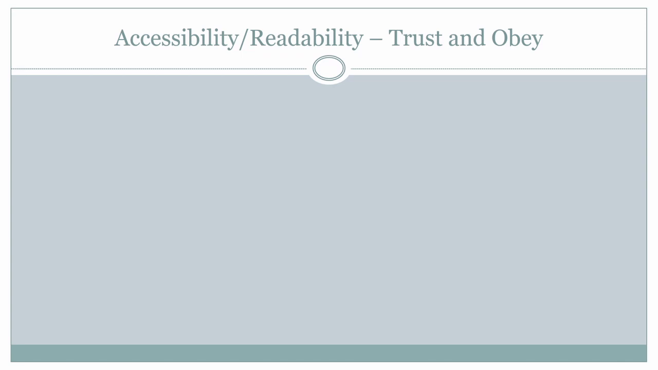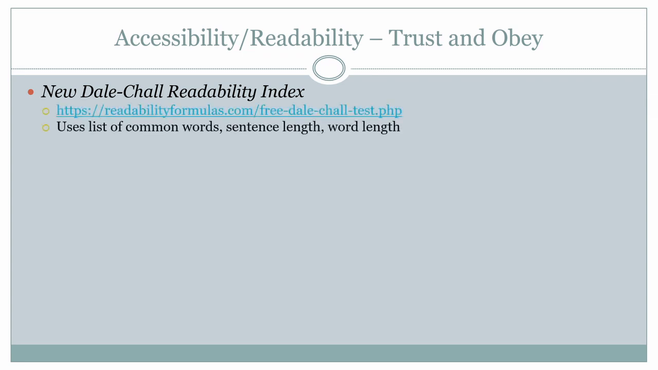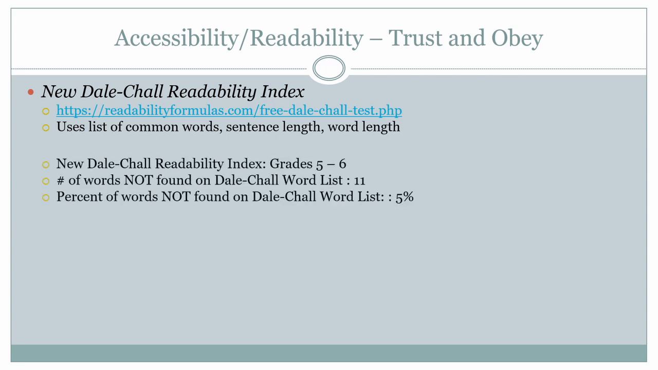Continuing on with Trust and Obey, we have the new Dale-Chall Readability Index, another index of readability. We have another link for that. This uses a list of common words. It uses sentence length and word length to calculate readability. With this index, you get a grade 5 to 6, but we get some details out of this, and I think this is what's especially useful to me.